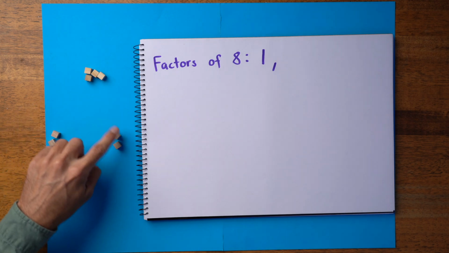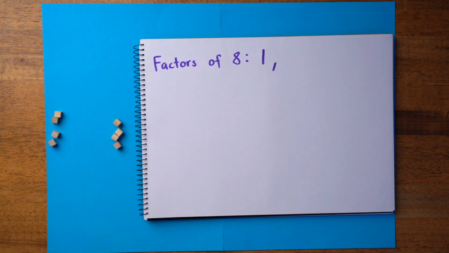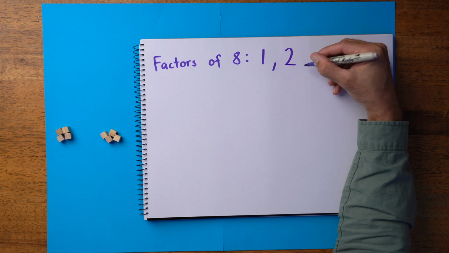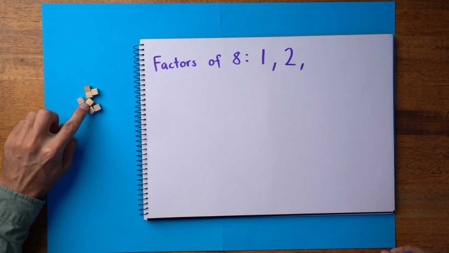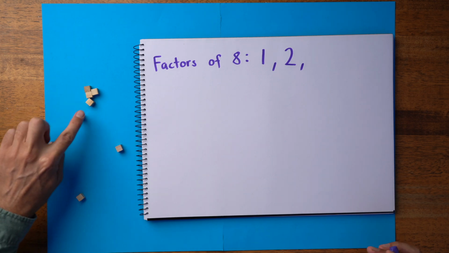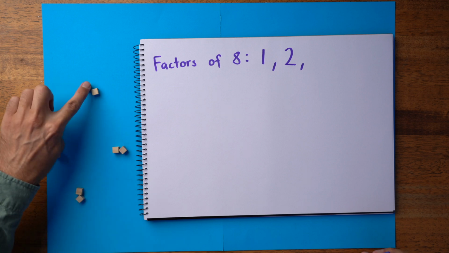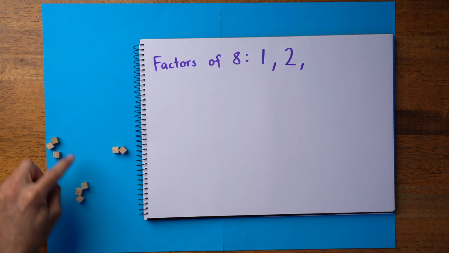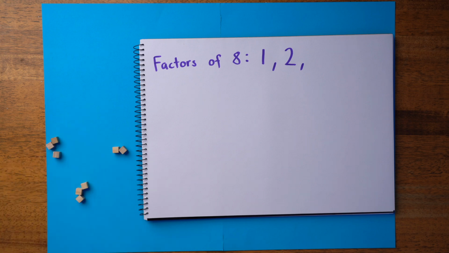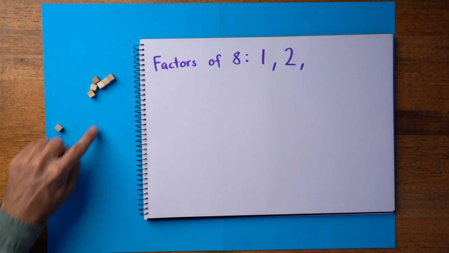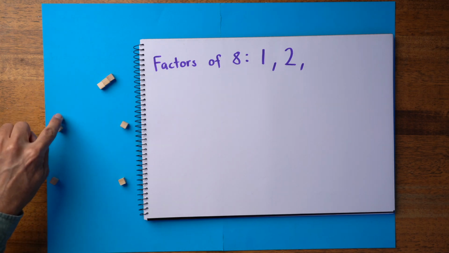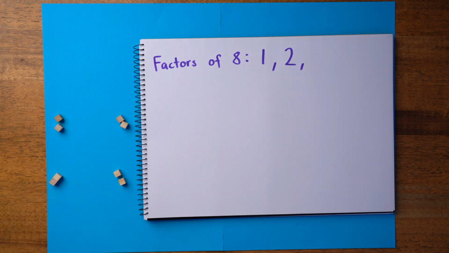Can I share 8 evenly between 2? Looks like I can. 8 can be shared evenly into 2 groups. So 2 is a factor of 8. Can I share 8 into groups of 3? 1, 2, 3. No, I can't make 3 even groups, can I? So 3 is not a factor. Let's try 4. Yes, I can share 8 into 4 equal groups. So 4 is also a factor.